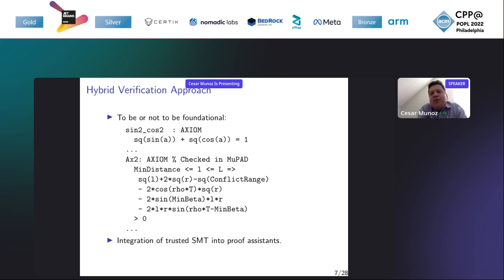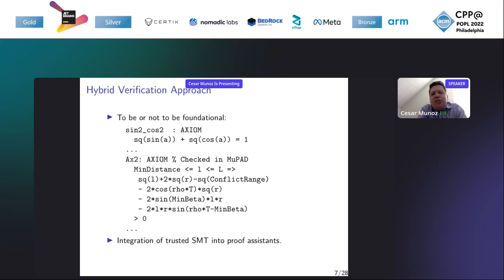But not all the axioms that we introduced in those specifications were that foundational. As an example, I provide here an axiom that was also provided as an axiom. So we didn't have a formal proof of that, but we needed it in some of the proofs. At that time, there were not sophisticated SMT solvers, in particular for nonlinear arithmetic. So we used computer algebra tools, and in particular I used MuPAD, a computer algebra system, to check some of these axioms.